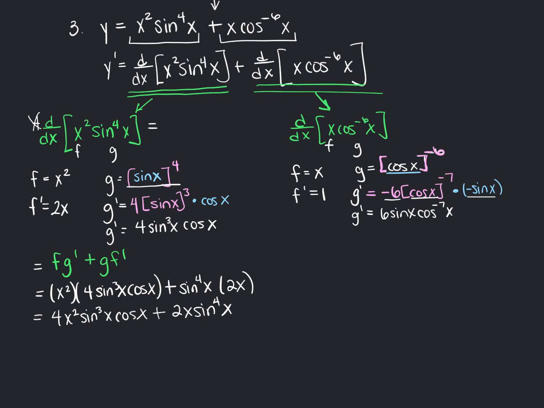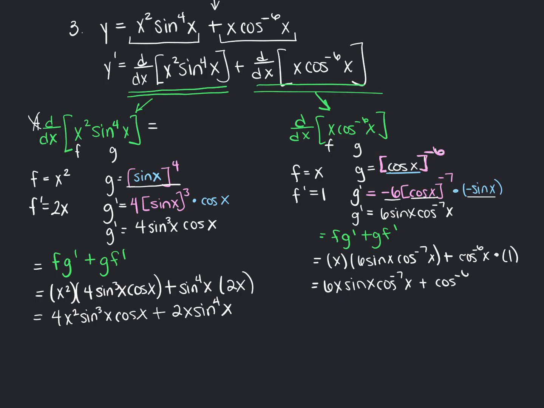Okay? So for this part, if I have f g prime plus g f prime for the product rule, that's going to give me x times 6 sine x cosine to the negative 7x plus cosine to the negative 6x times 1. Okay, so when I clean this up, I'll have 6x sine x cosine to the negative 7x plus cosine to the negative 6x.